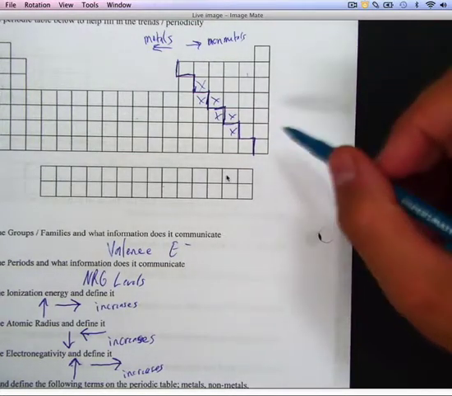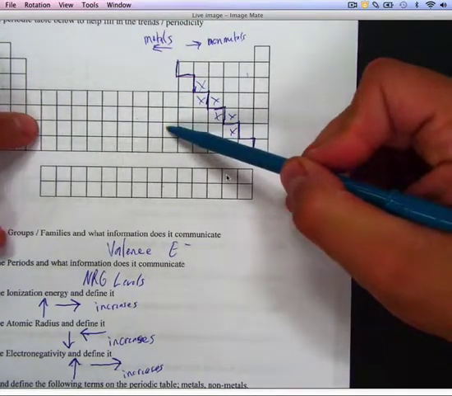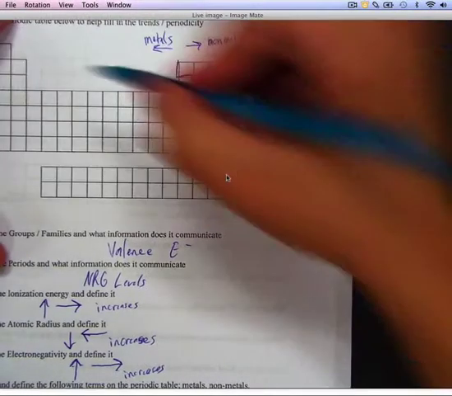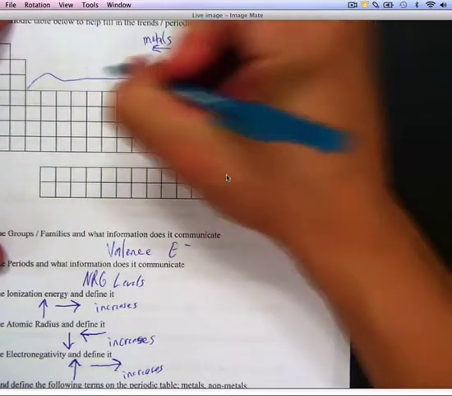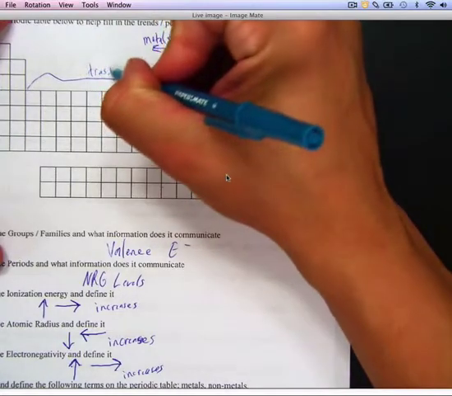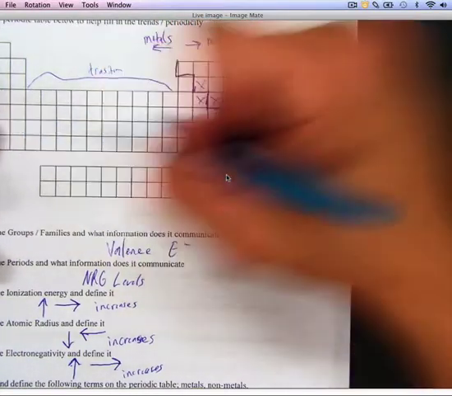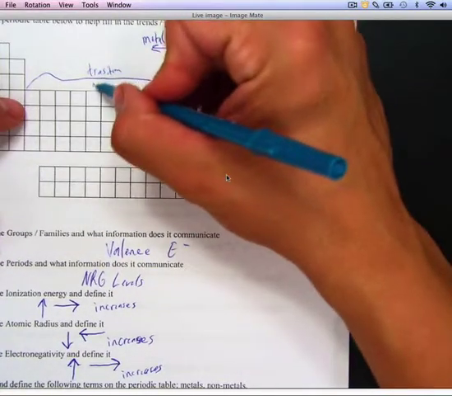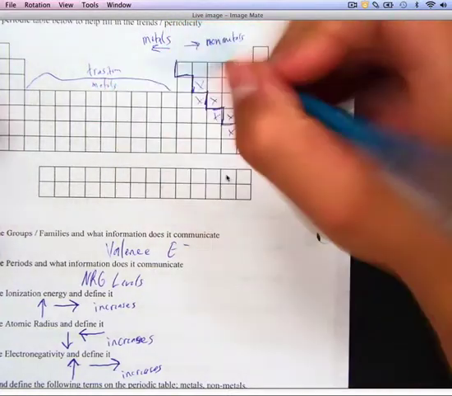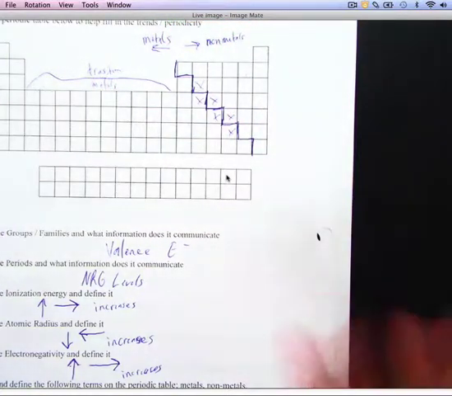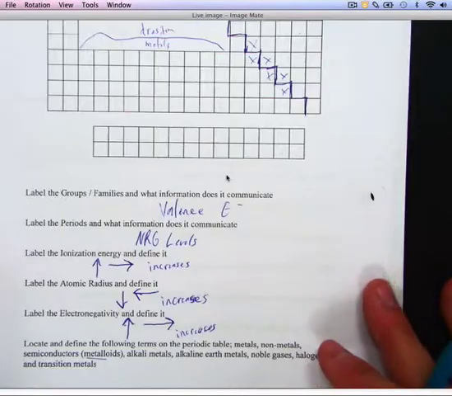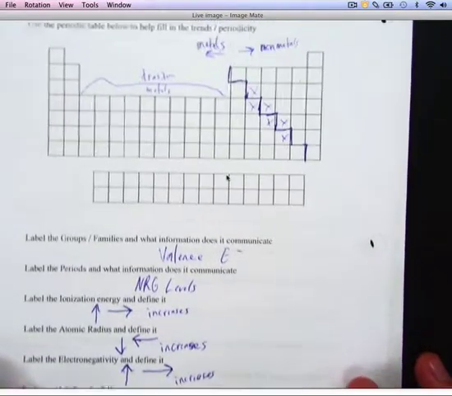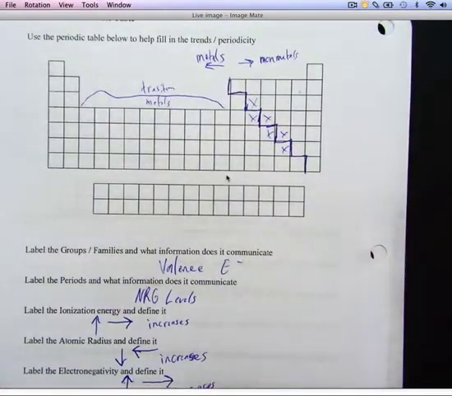In the middle here, this whole D block is called the transition metals, because you transition from the S block to the P block through these. So there's your basic information and parts of the periodic table, and what you need to know definitely for the test. We'll do some more work with this in class.